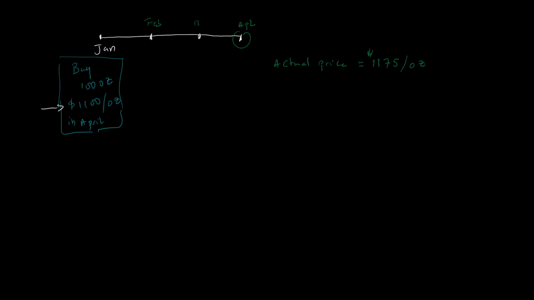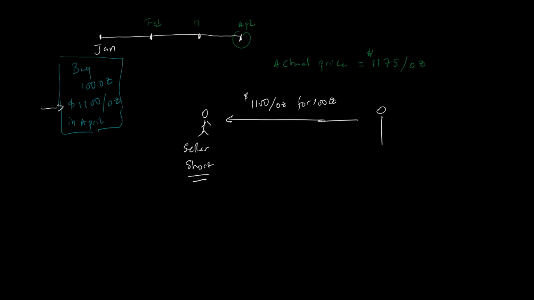So comes April, the seller, that's our seller who had the short position, is going to be receiving $1,100 per ounce for 100 ounces. That is, he's going to be receiving from the buyer, and the buyer is also the long party. Now, what is the buyer receiving? The buyer is receiving 100 ounce of gold.